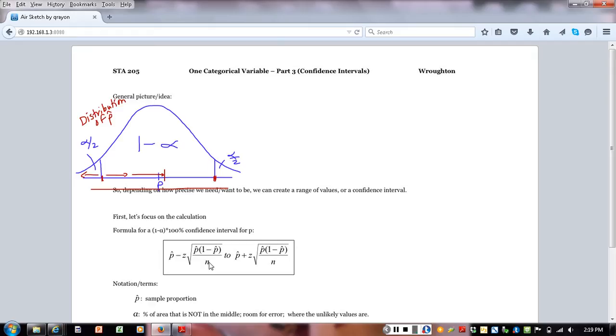Now I'm going to write that in words. If p hat falls inside that 1 minus alpha area, when I construct my interval, it will contain p. If it falls outside of that interval, it won't.